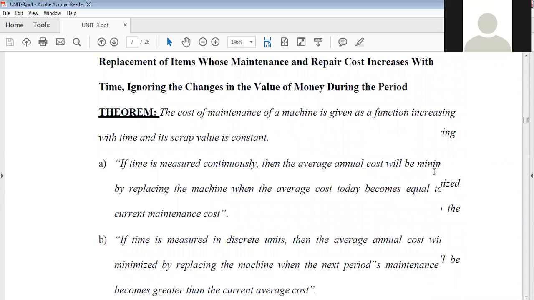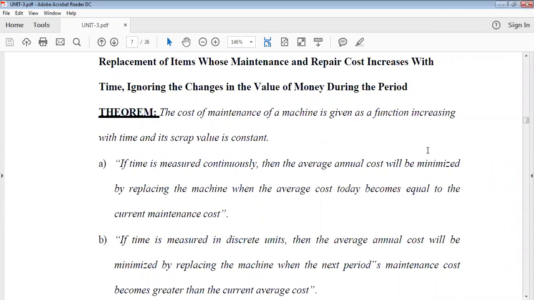So this is the cost of maintenance of the machine, given as a function of time, increasing with the time, and its scrap value is concerned.